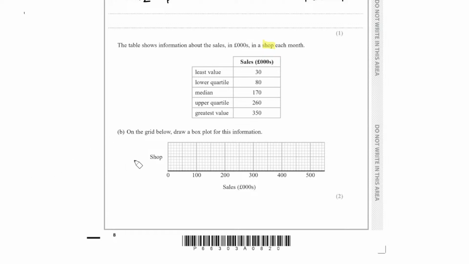So that's perfect. You can just go straight in and draw all of these. So the least value is at 30. Make sure you check what the scale is. This one's quite an easy scale, which is good. So 30 there. Lower quartile is at 80. Then median 170. These are really easy marks, obviously, as long as you get all of the points in the correct place.